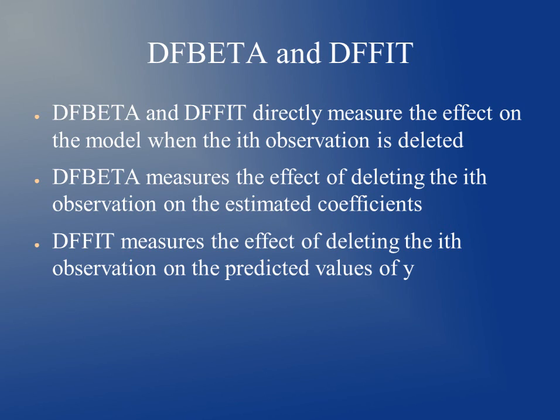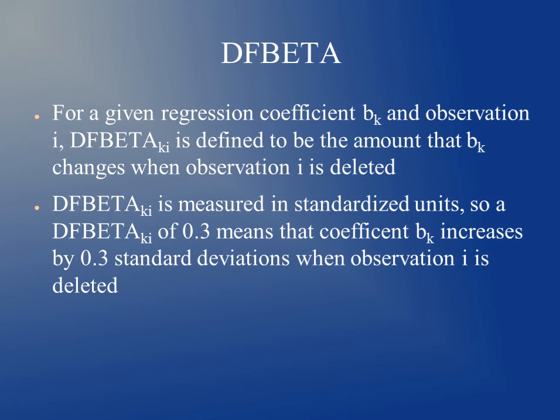DFFIT is the difference in fit, and that measures the effect of deleting the ith observation on the predicted values of Y. So both of those give us information about how the model would change, but we have to look at both DFBETA and DFFIT to see how different it would be. So for a given regression coefficient, beta k or bk here, and observation i, DFBETA ki is defined to be the amount that beta k changes when the observation i is deleted.